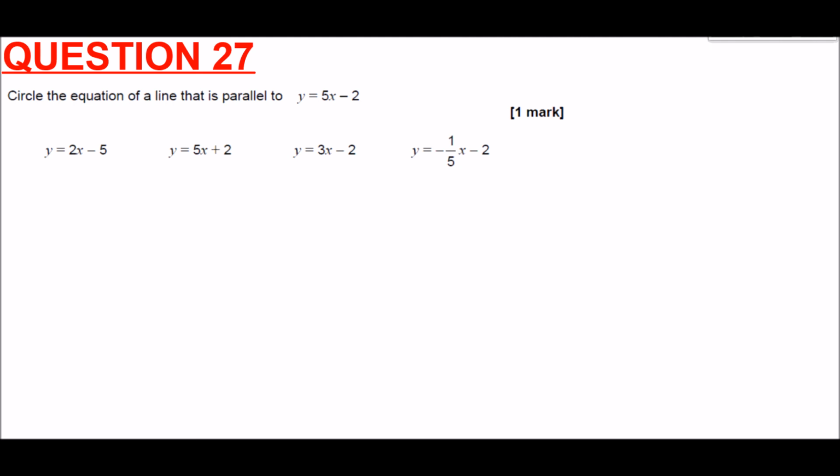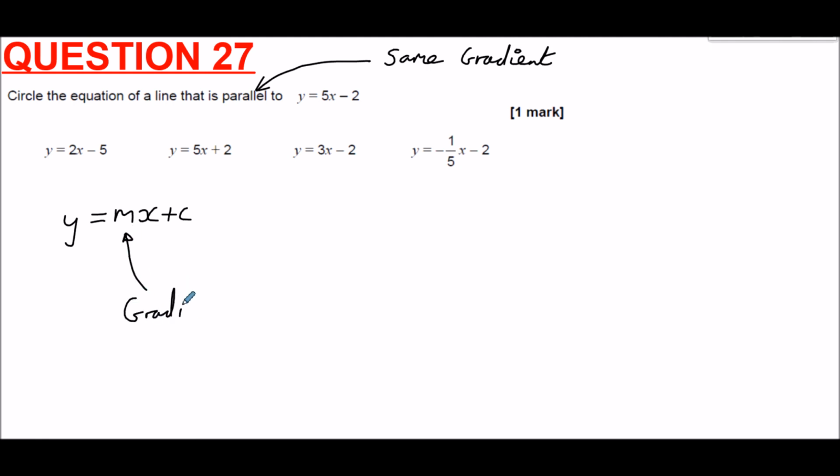Question 27. Circle the equation of a line that is parallel to y equals 5x minus 2. Okay, parallel. If two lines are parallel, it means they have the same gradient. So I'm just going to make a note of that. Parallel means the same gradient. Now, the standard form of a straight line is y equals mx plus c. And in lines written in this format, the gradient is whatever number is written before the x. And so the m would be the gradient. But m can be anything. m just means whatever's in front of the x.